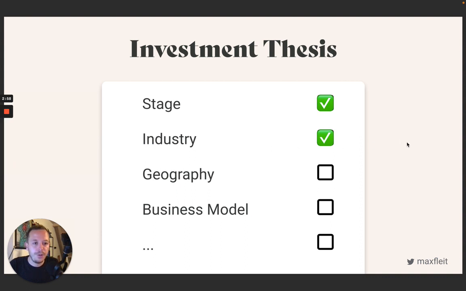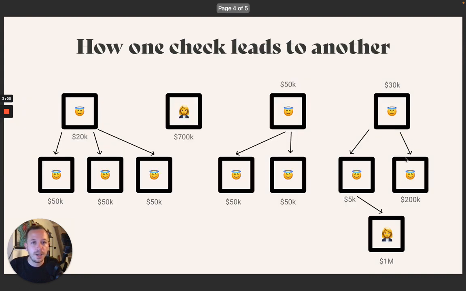Before we dive into looking at how we can source investors, one quick thought. One check can lead to another one. What do I mean by that? Imagine you are running a fundraise and you are taking the first checks on board. So for example, a 20K angel check here. Angels often come in groups. So maybe this person brings other persons to the table that invest 50K each.